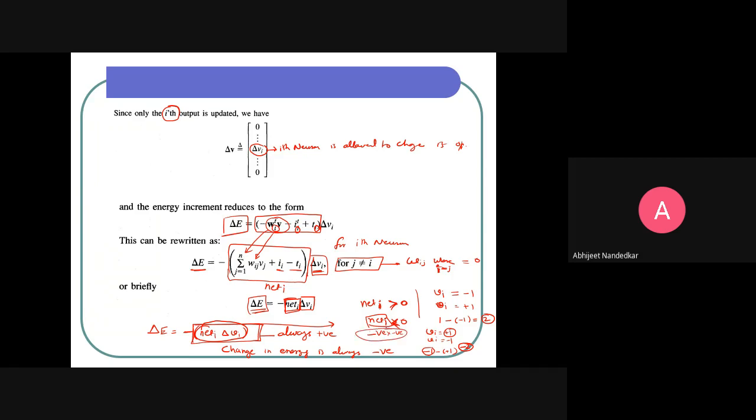So you can check for all the other combinations, and you will find that this quantity is always positive, whatever may be the condition of net and change in V. Multiplied by the negative sign, the total calculation is that this change in energy is always negative. Again I repeat, it means that the network will lose energy as time passes.